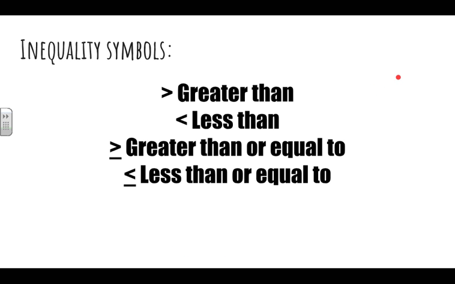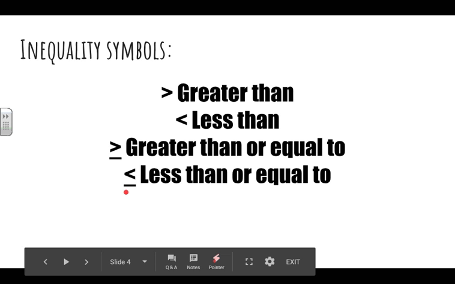Here are the 4 inequality symbols that you're going to see. When we have our caret with the wide part pointing to the left, that's a greater than symbol. When the wide part is pointing to the right, it's a less than symbol. A greater than symbol with an underline is greater than or equal to, and a less than symbol that is underlined is less than or equal to.